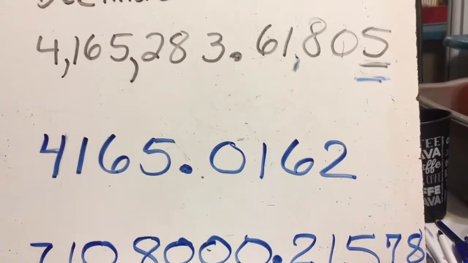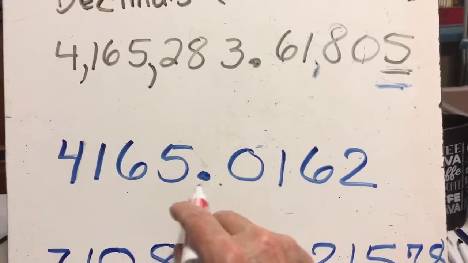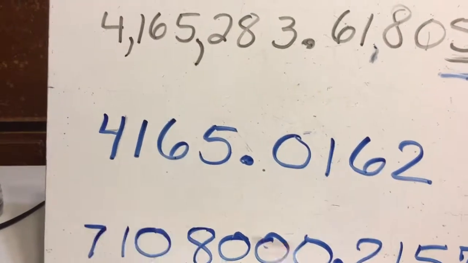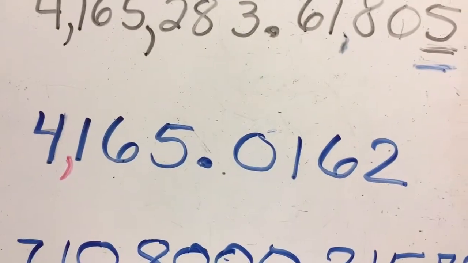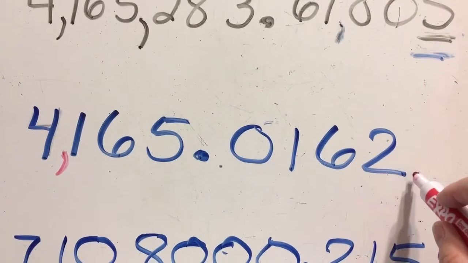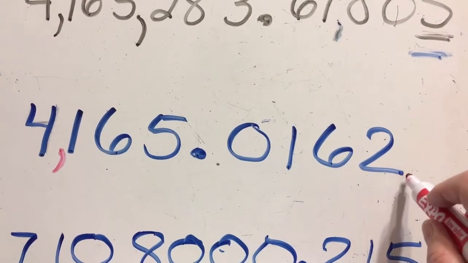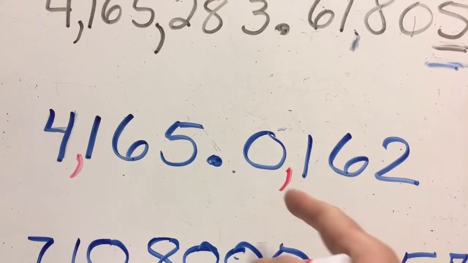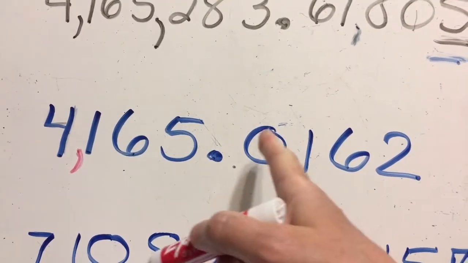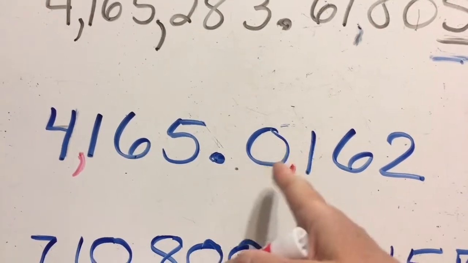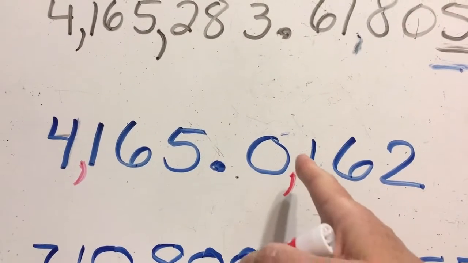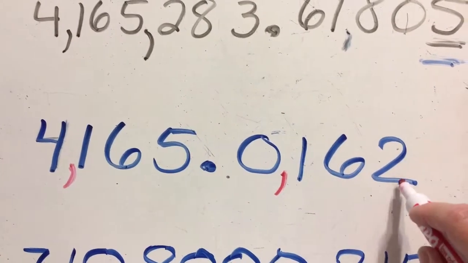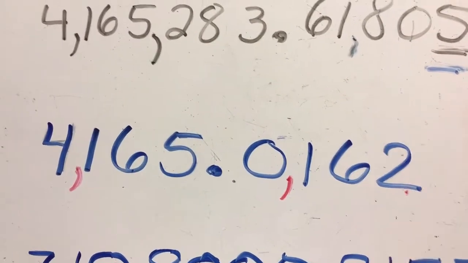Now in the next number, as we start at the decimal point, we put our comma to the left like we always do. Your Saxon book is suggesting that you start here on the right and put a comma 3 in. In other words, it's letting you know that you have no thousandths. So you would say 162, and then that would be the 10,000ths place.